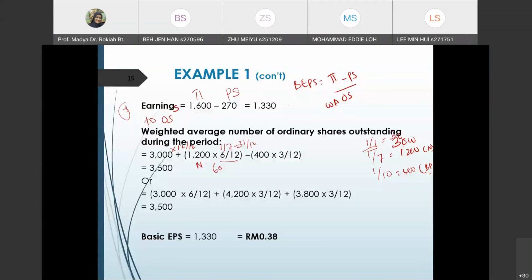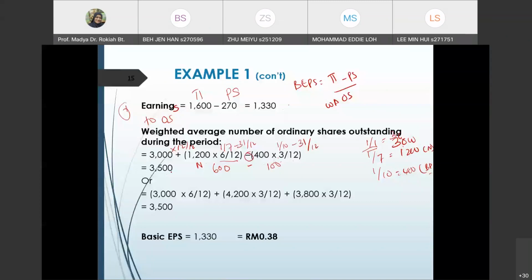And then this 400 is a share buyback. So 400 times 3 over 12, because from 1st of October until 31st December there is a reduction in your share capital because of the share buyback. That's why we minus. Remember, new issue plus, share buyback minus, so minus 100. So you're going to have 3,500. That is your weighted average number of shares. Then you divide the profit of 1,330 by 3,500, and you're going to have 0.38.